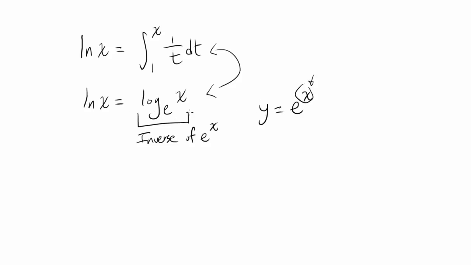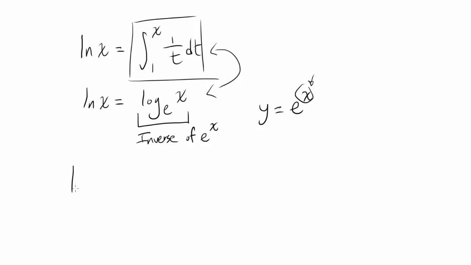So if we can prove that log base e of x is the inverse of e to the x, or that the definite integral from 1 to x of 1 over t dt is also the inverse of e to the x, then we're done. Then we have shown these two definitions are equal.